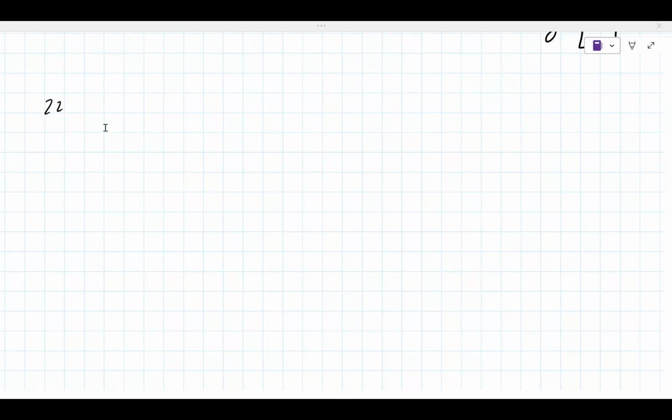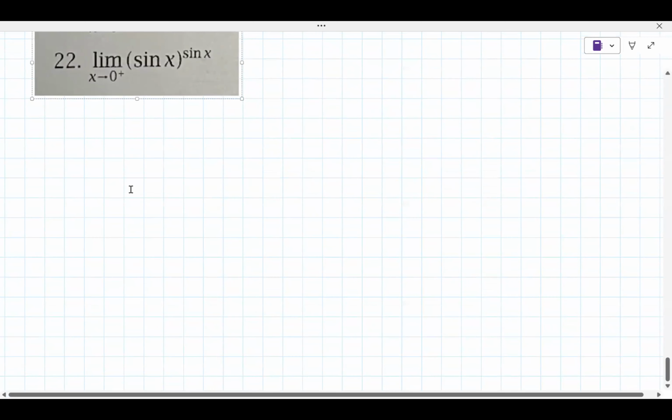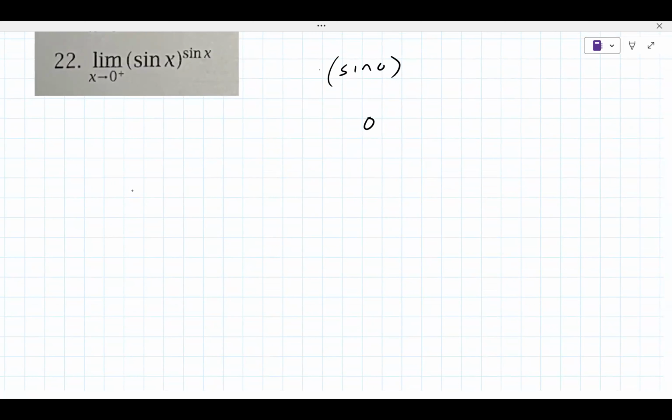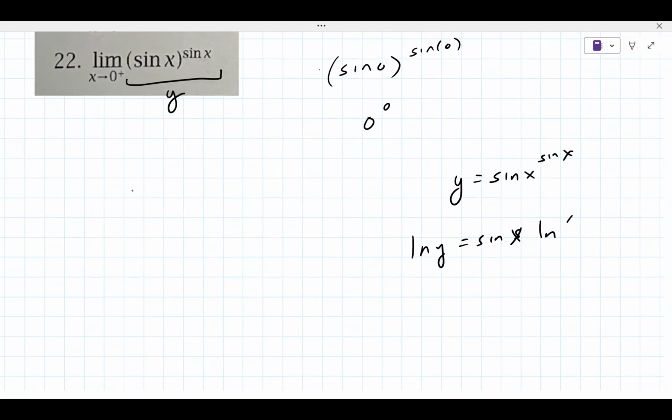So this is also the same indeterminate form. Sine of zero is zero, to the power sine of zero, which is zero. So you get that indeterminate form. So this is your y. And I like to write it off to the side here. So your natural log of y is sine x natural log of sine x.